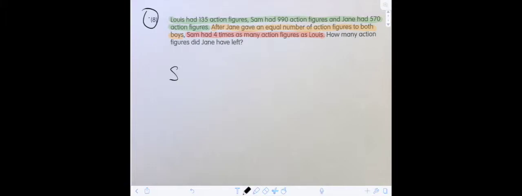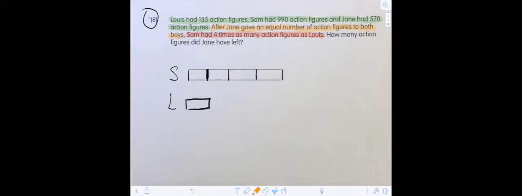So again we have Sam and we have Louis, right? Now I know I have to draw a very big model because I'm going to take away. Split this into 4 parts. Louis also will get 1 part like that. They are meant to be equal parts. Sorry if I don't draw them too well. So for here, Jane gave an equal amount to both of them.